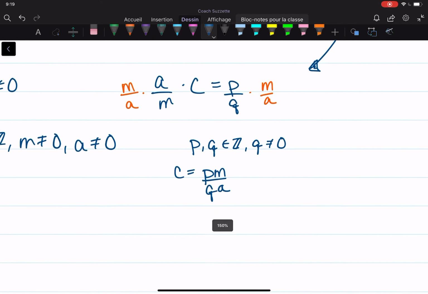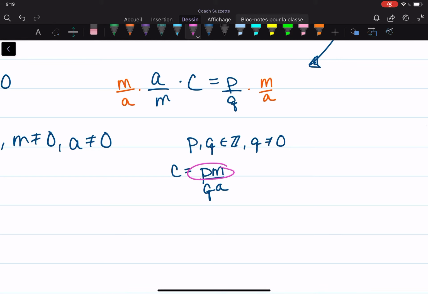Well, p and m are both integers, so the product is an integer. Same thing for q and a. q and a are both integers. Integer times integer is another integer, and so I have an integer divided by an integer. I have a rational number, so this is a rational number.